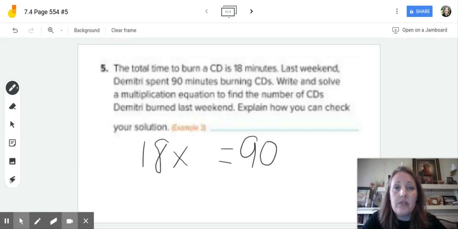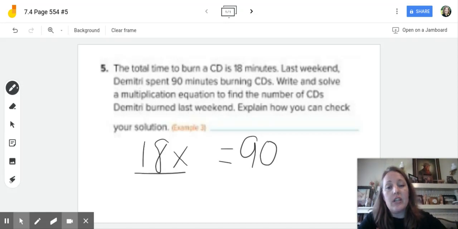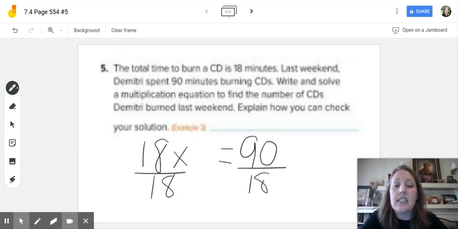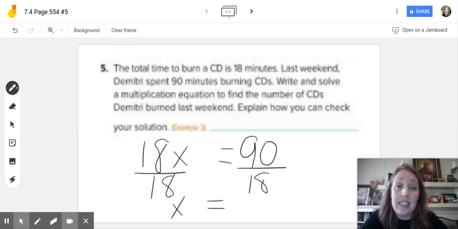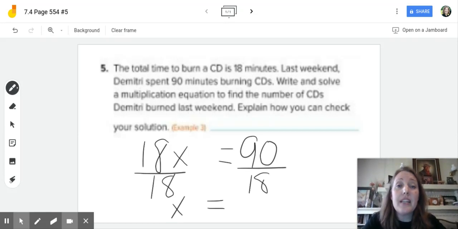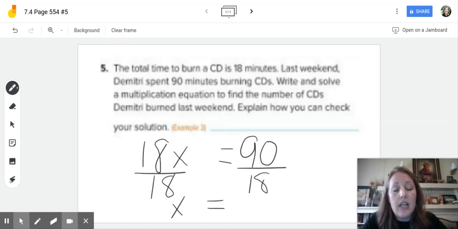And we can use our inverse operations to solve here if we divide both sides by 18, okay? Now we know 18 divided by 18 is 1, and 1 times x is itself, right? So x is equal to whatever 90 divided by 18 is. I'm going to tell you that it does come out evenly. So if that's the case, let's try to figure this out.